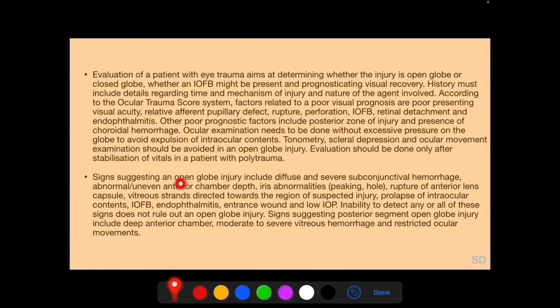Signs suggesting an open globe injury include diffuse and severe subconjunctival hemorrhage, abnormal or uneven anterior chamber depth, iris abnormalities including peaking and iris hole, rupture of anterior lens capsule, vitreous strands directed towards the region of suspected injury, prolapse of intraocular contents, intraocular foreign body, endophthalmitis, detection of an entrance wound, and low intraocular pressure. Inability to detect any or all of these signs does not rule out an open globe injury. Signs suggesting posterior segment open globe injury include deep anterior chamber, moderate to severe vitreous hemorrhage, and restricted ocular movements.